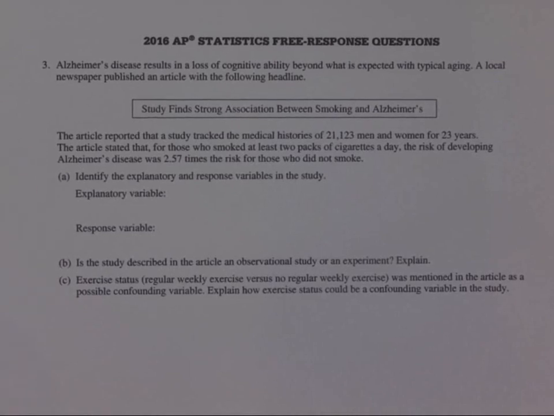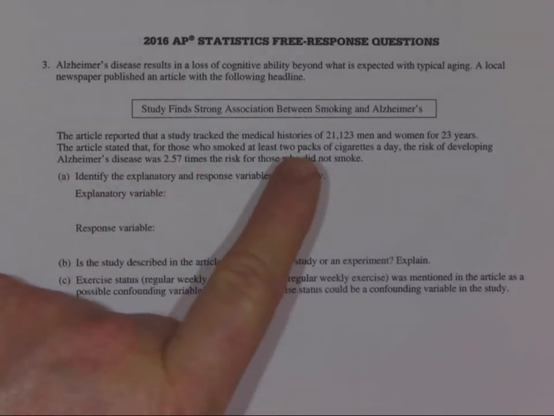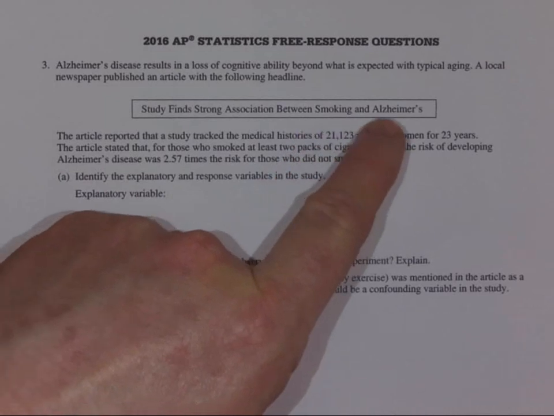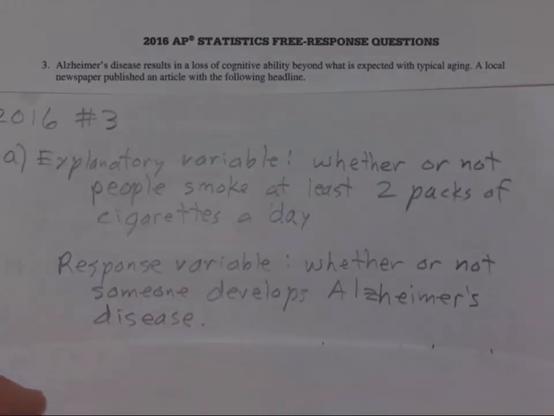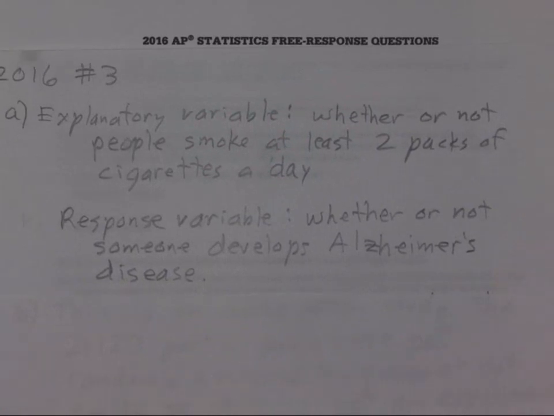So you recognize here that the explanatory variable is whether or not someone smoked, and the response variable is Alzheimer's. This is how you need to say it: the explanatory variable is whether or not people smoked at least 2 packs of cigarettes a day, and the response variable is whether or not someone develops Alzheimer's disease. It's important when you state a variable that you state how it varies. You couldn't just say smoking. A lot of people say the explanatory variable is smoking. No, you have to say smoking or not smoking, minimally. That would give you essentially correct.